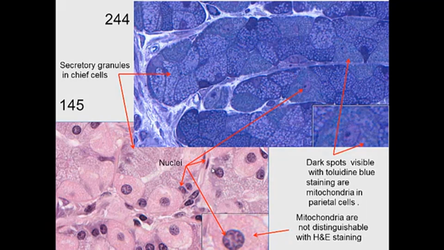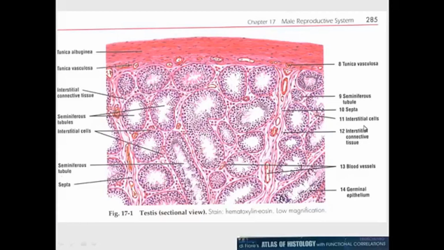Chloride goes one way and hydrogen is also being pumped out. And so here we see some nuclei. This is the nucleus of a chief cell, the nucleus of a parietal cell, and a nucleus of a fibroblast that surrounds there. So the toluidine blue will let you see some cytoplasmic detail. In this case, we can see the mitochondria that we cannot see with H&E.